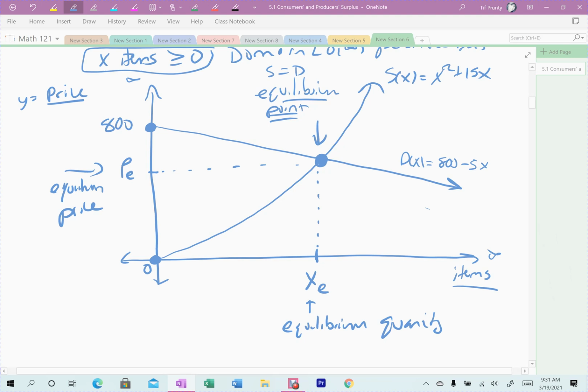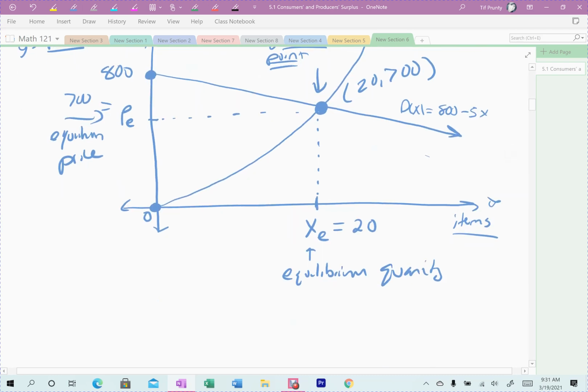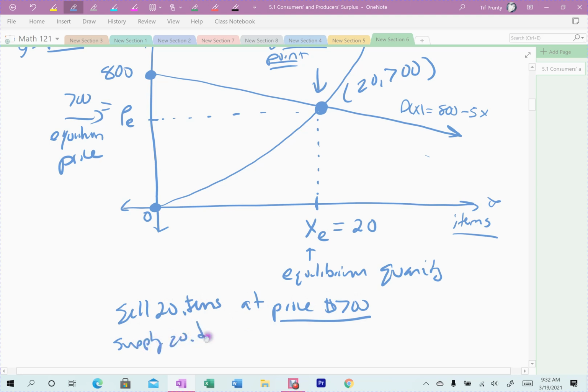If you graph the function, you'll find that when these two functions intersect, the equilibrium quantity is 20, and the equilibrium price is 700. This point would be (20, 700). And I'll go over how to do that graphically in later examples. So our equilibrium point means that whatever x represents, in the perfect market, they will sell 20 items at a price of $700. They'll also supply 20 items at a price of $700.